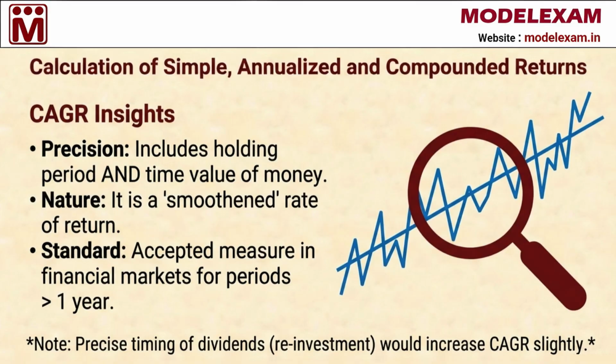CAGR provides us with some crucial insights. It offers precision because it includes both the holding period and the time value of money. Regarding its nature, it is a smoothened rate of return. It acts as if the growth was steady every year, even if it was not. It is the accepted standard in financial markets for any period greater than 1 year.